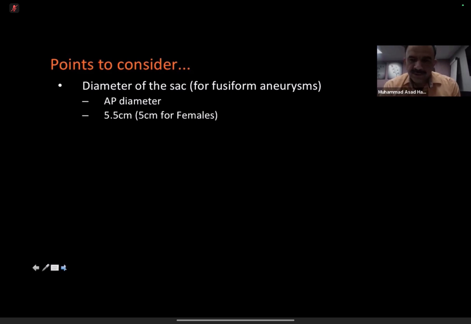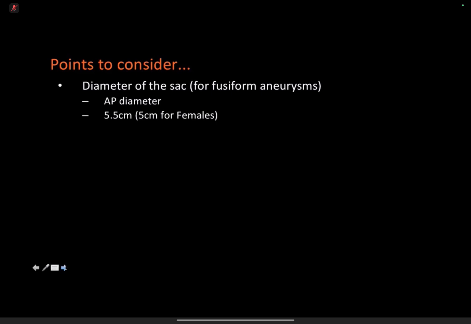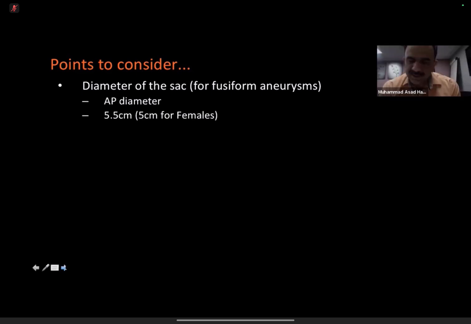While describing, you also need to comment whether this is a saccular aneurysm. Saccular aneurysms arise from just one side of the wall of the aorta. Saccular aneurysms can rupture at a much smaller size, even a 2 centimeter or 3 centimeter saccular aneurysm can rupture very easily, because saccular aneurysms are thought to be due to local infective etiology, and they are prone to rupture. So they are intervened upon, whatever their size may be.